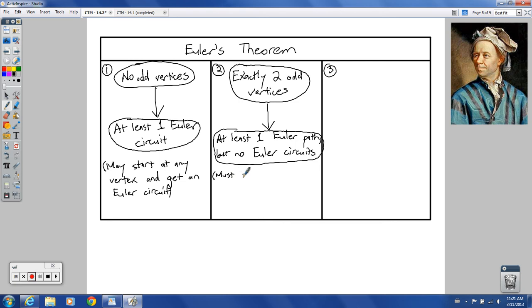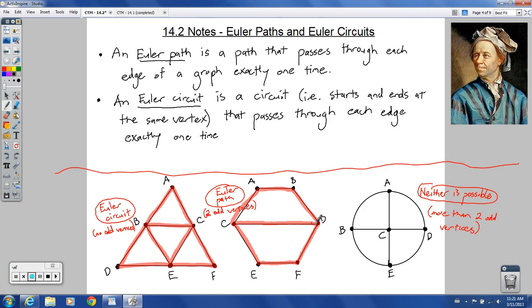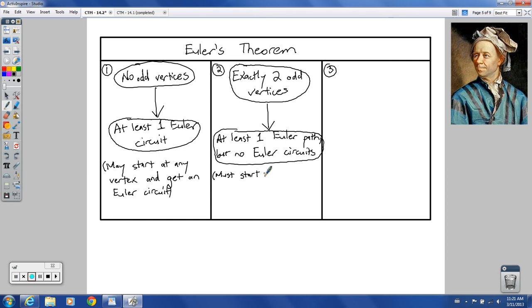With these ones, this is also the case too. This is a little extra note that you must start, and we noticed this when we did this quick example. We had to start at one of these odd vertices in order to get an Euler path. We couldn't start at one of the even ones. So, definitely write this down, you must start at an odd vertex and end at the other odd vertex for an Euler path.